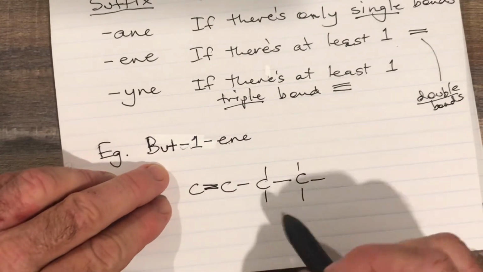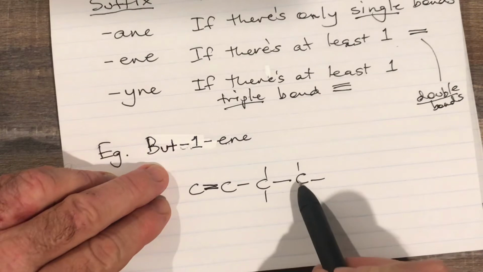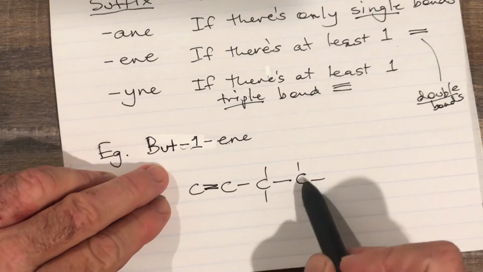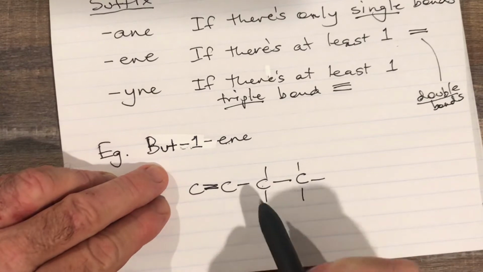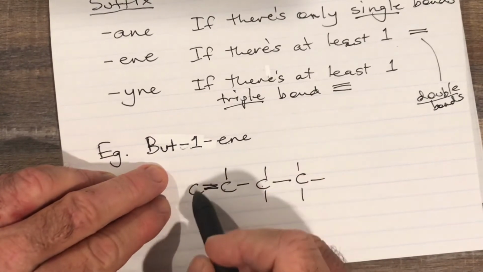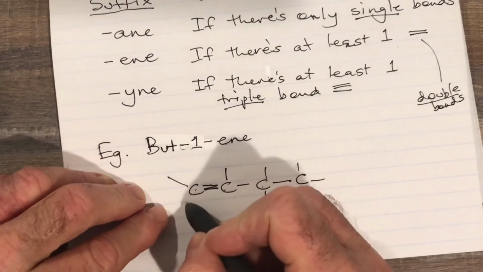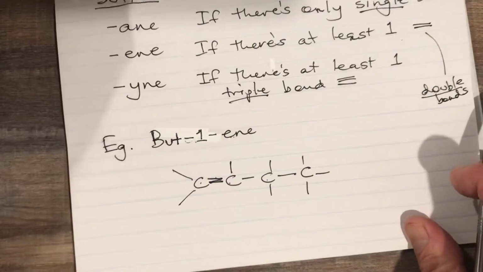And don't forget, there needs to be only 4 lines, 4 sticks, 4 bonds going out from each carbon. That carbon's got 4 sticks coming out. That one's got 4 sticks. This one, 1, 2, 3, 4. And this one, 1, 2, 3, 4. That's but-1-ene.